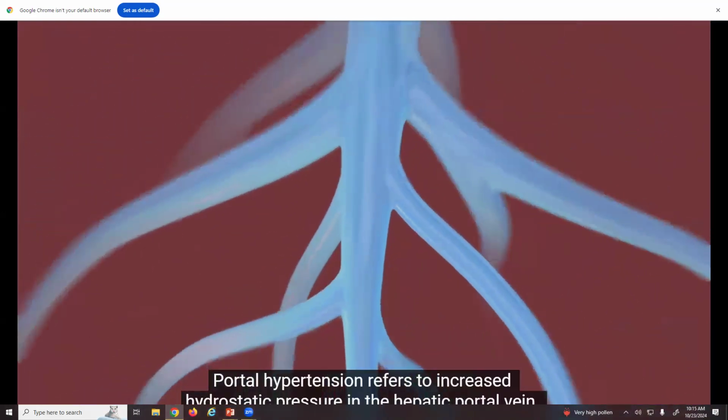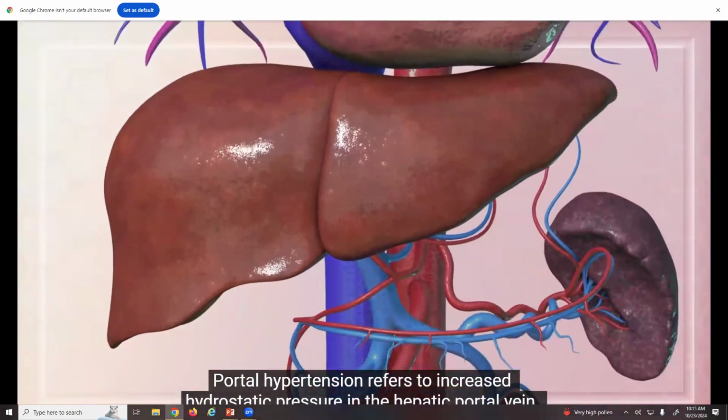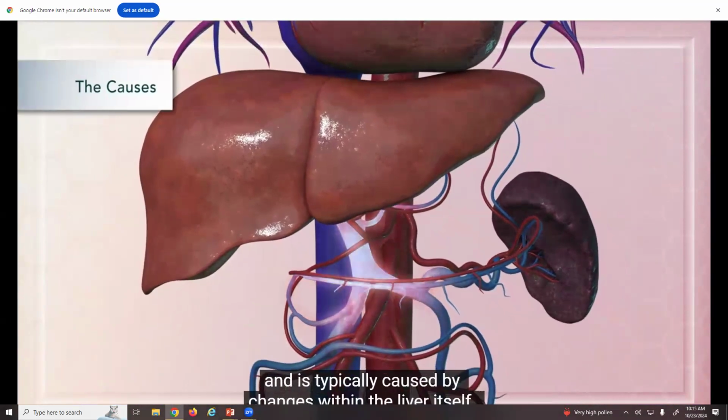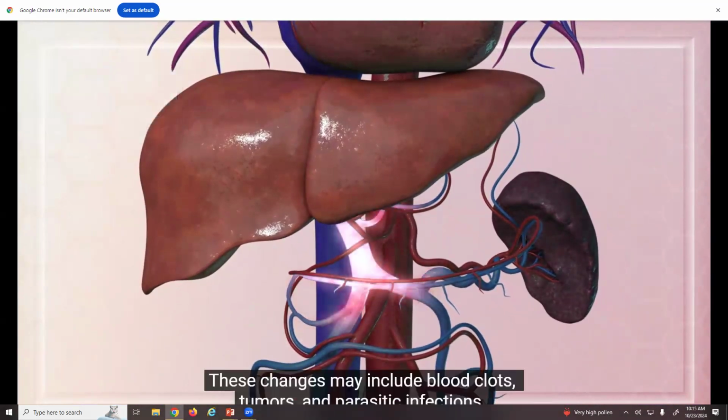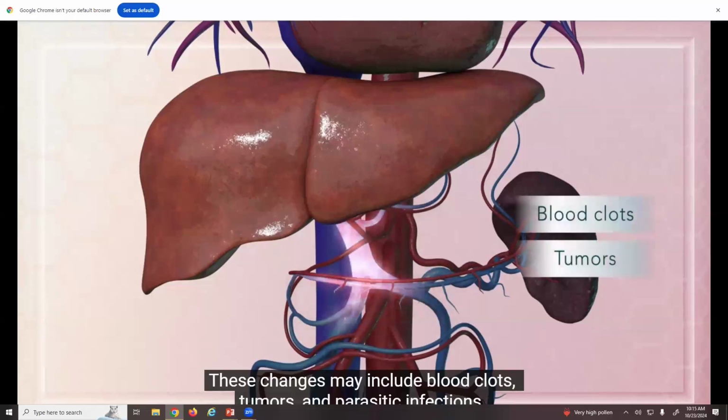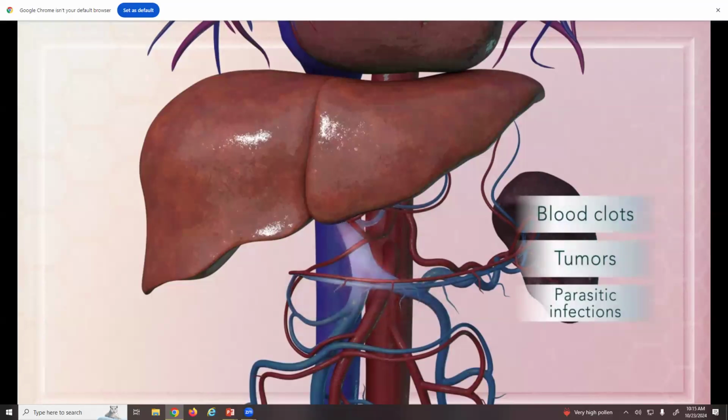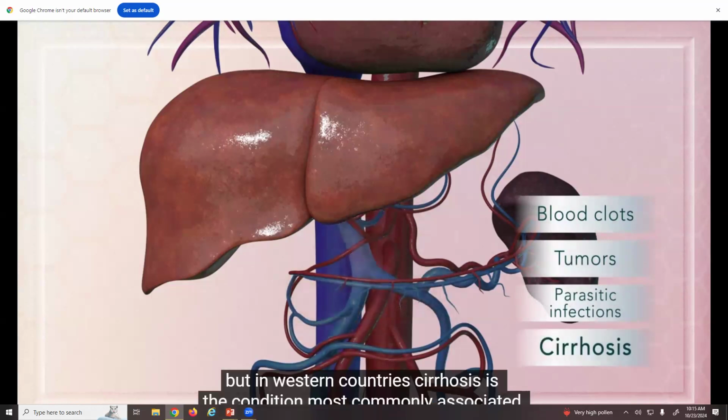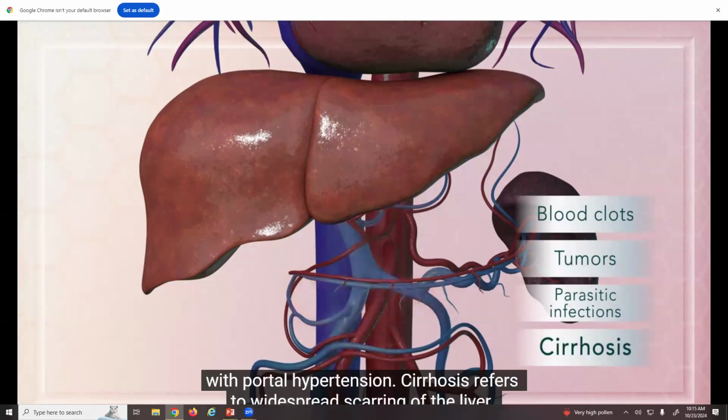Portal hypertension refers to increased hydrostatic pressure in the hepatic portal vein and is typically caused by changes within the liver itself. These changes may include blood clots, tumors, and parasitic infections. But in Western countries, cirrhosis is the condition most commonly associated with portal hypertension.